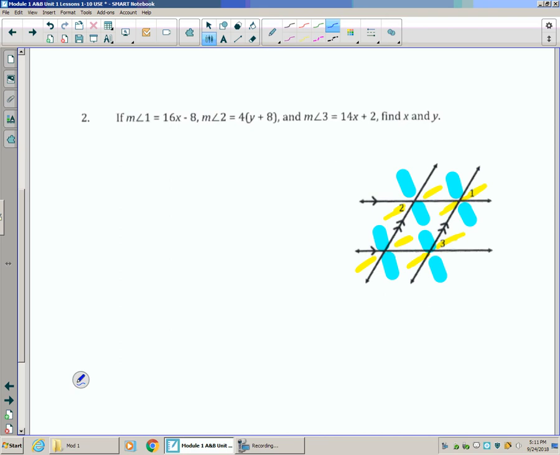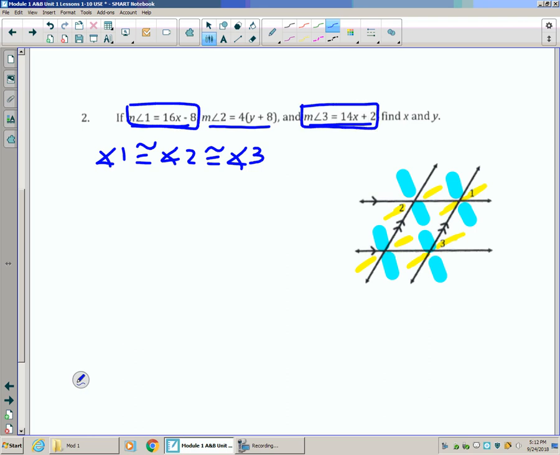Notice now that all the yellow marks are congruent angles, so that means that angle 1 is also congruent to angle 2, that is congruent to angle 3. Now we need to make sure we're using something that is going to help us determine what x and what y are going to be equal to. So in this case, I'm going to choose the information for angle 1 and angle 3 because they both have only the variable x. So I'm going to say angle 1 is congruent to angle 3, and I'm going to substitute 16x minus 8 and 14x plus 2.